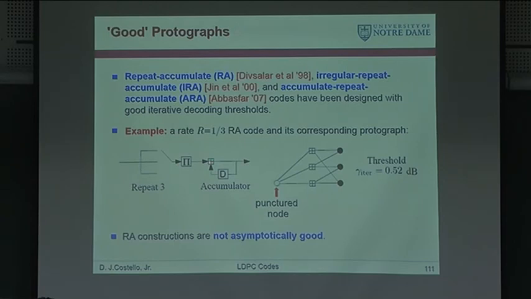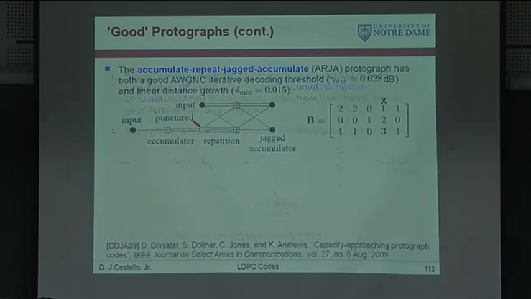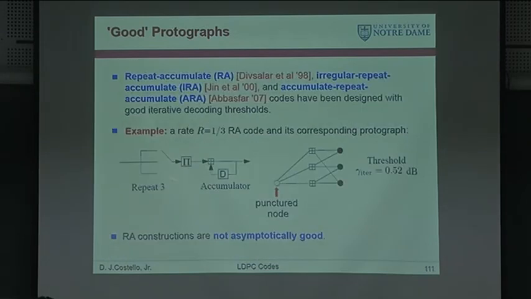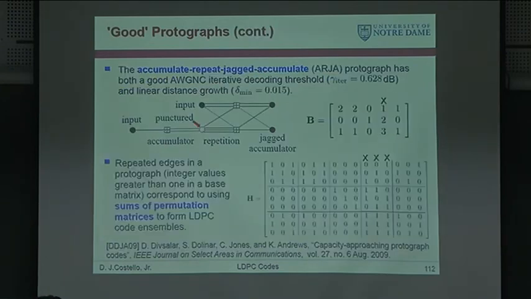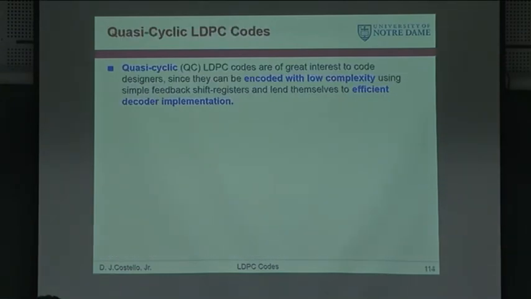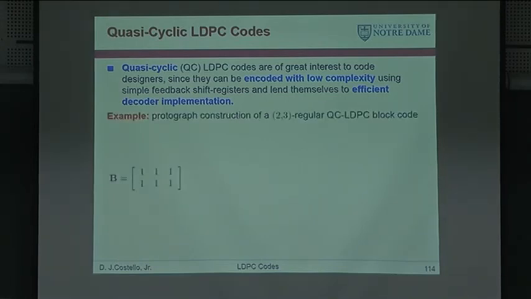But somehow, a lot of people, including myself when I first saw this, thought that these maintained this easy encoding structure. Not true, okay? But still, they're a very nice class of codes. One more quick thing on quasi-cyclics: they can be encoded with low complexity, and they also have efficient decoder implementations.